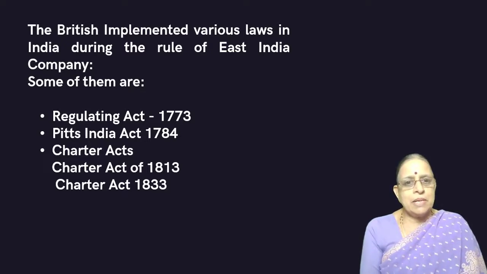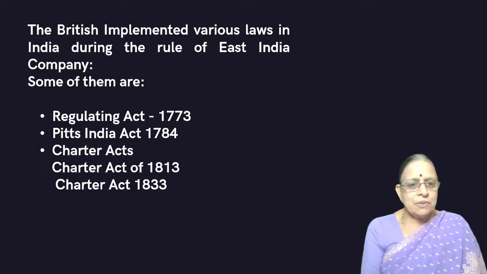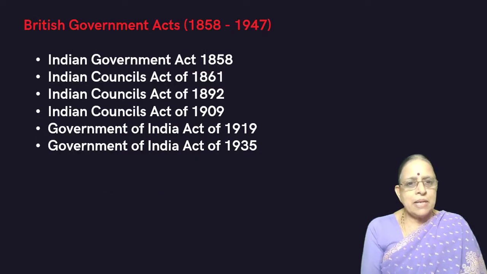So British government implemented various laws in India during the rule of East India Company. Some of the important acts are Regulating Act of 1773, Pitt's India Act 1784, Charter Acts of 1813 and 1833. British Government Acts 1858 to 1947.